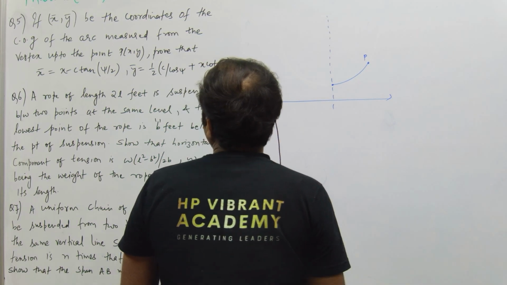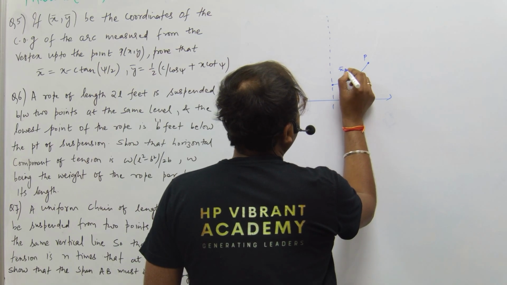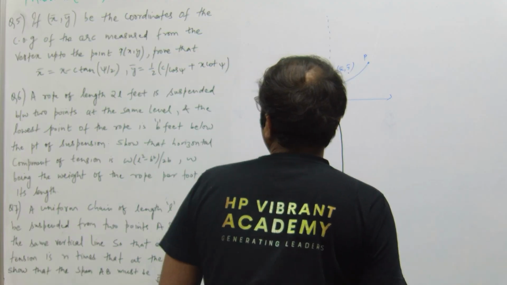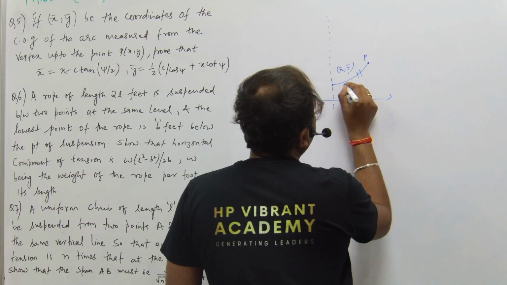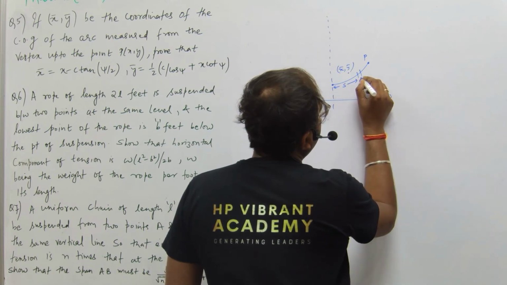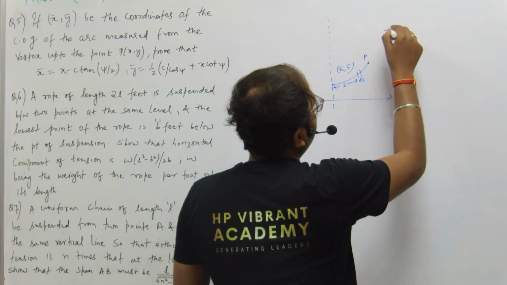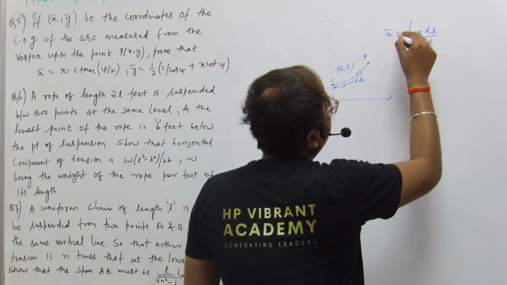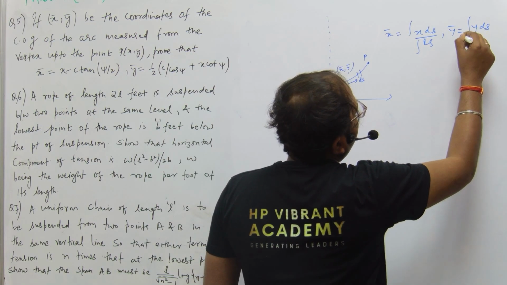We have the coordinates of the center of gravity as x bar and y bar, and let us take a differential arc as ds. At an arc length of s, we have a differential arc length ds. So we have the value of x bar as the integration of x ds upon the integration of ds, and y bar is equal to the integration of y ds upon the integration of ds.